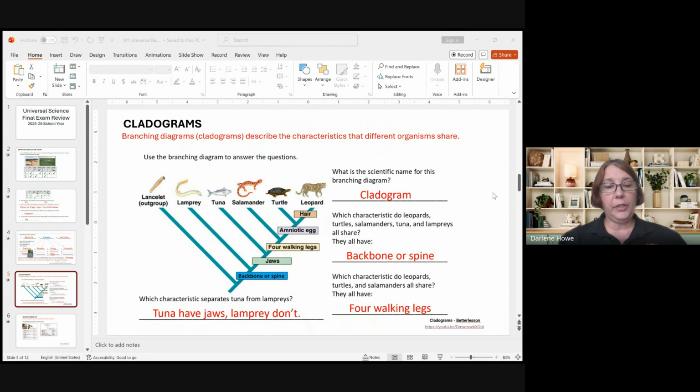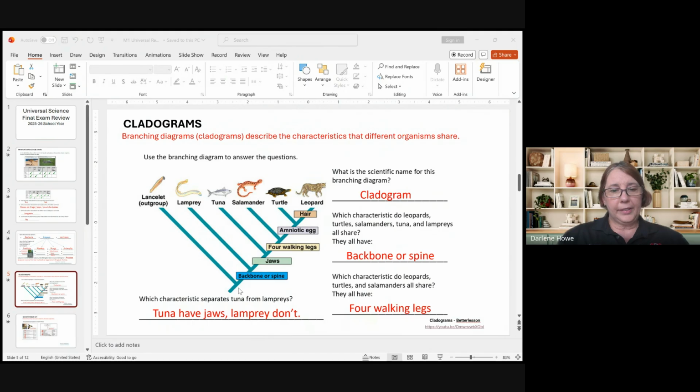This is called a cladogram. So when we look at our cladogram, we see that this one's got a leopard, a turtle, a salamander, tuna, and a lamprey. And then we have what's called a lancelet. Okay, and it says outgroup underneath of it. It's called an outgroup because it does not share any of the physical characteristics that any of these other animals share with each other. So it's quite weird. Yeah, it's quite a strange one.